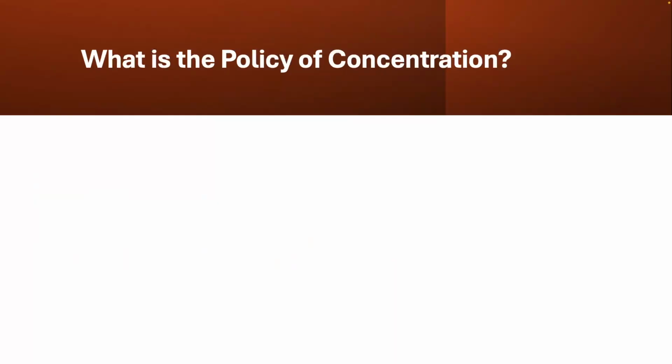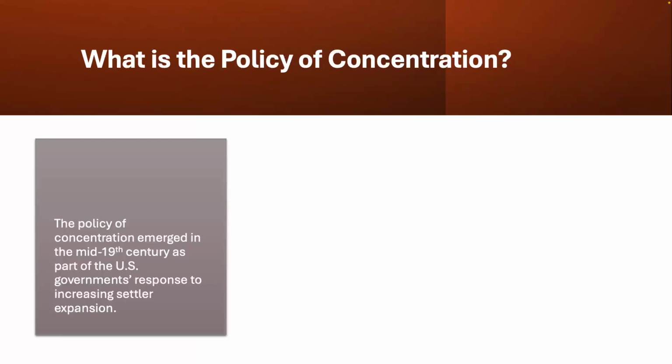So, we're going to first think about what the policy of concentration was, and then we're going to explain why the policy of concentration failed. And then we will start talking about more conflicts in future lessons. So, it emerges in the 19th century, mid-19th century, as part of the US government's response to an increase in settler colonial violence and to the increasing expansion of settlers in the West. Specifically, settlers in the West settling in Native American territories.